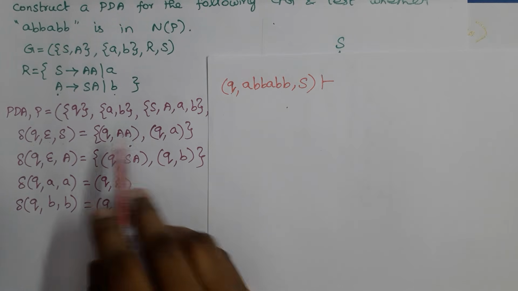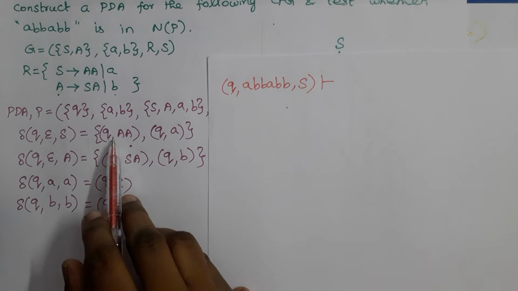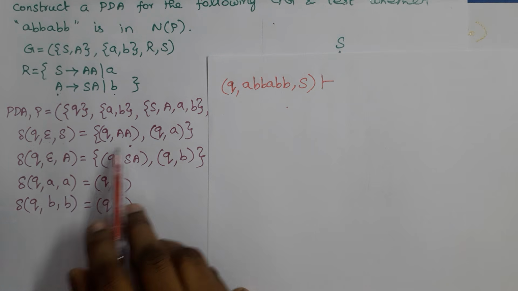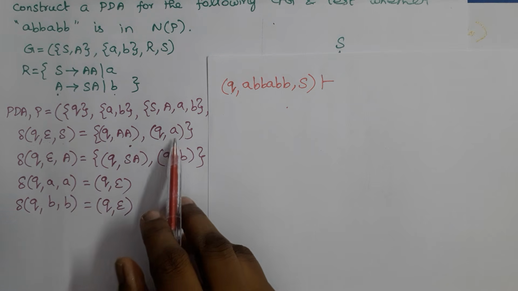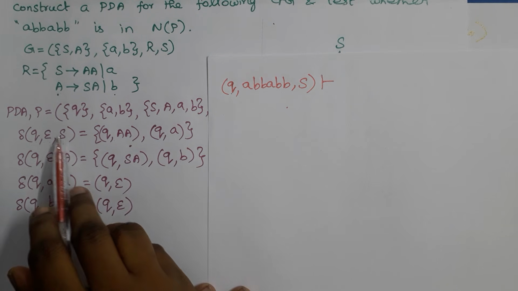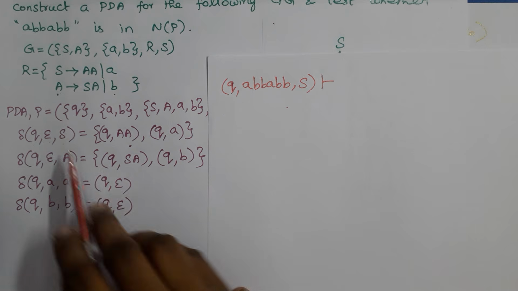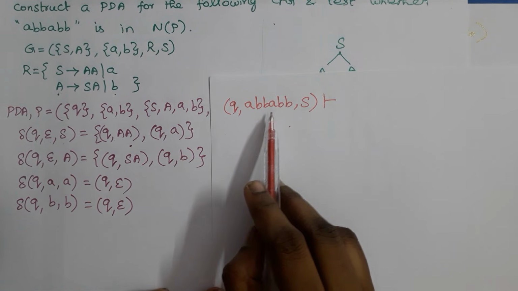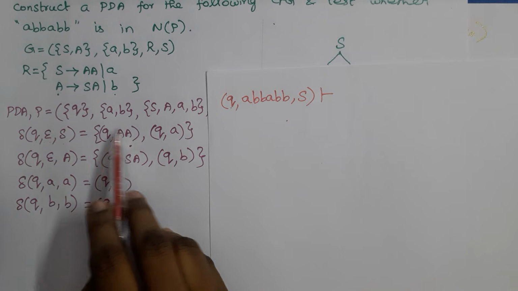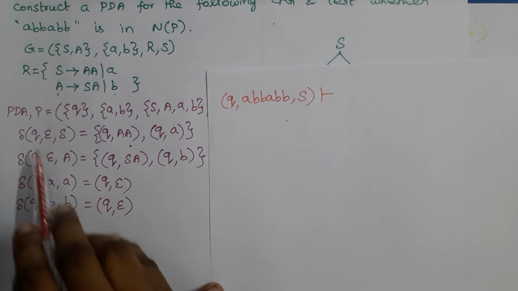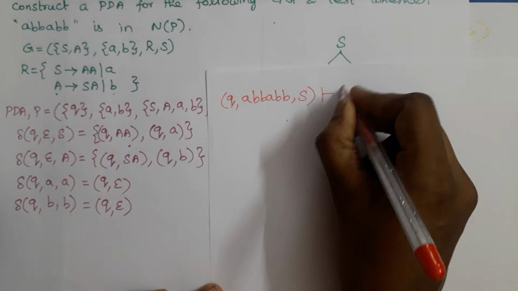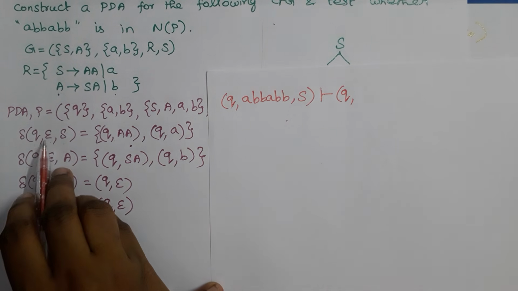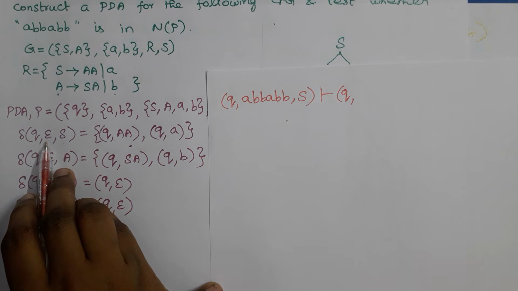So here there are two possibilities. We can use either this or this. That is, the top of the stack S can be replaced by either AA or A. We cannot replace the top of the stack S by A directly, because then we cannot retrieve the remaining input symbols, right? So S must be replaced by AA first. So the next state is q. q is the current state, so the next state is also q, and here epsilon is considered as the input.